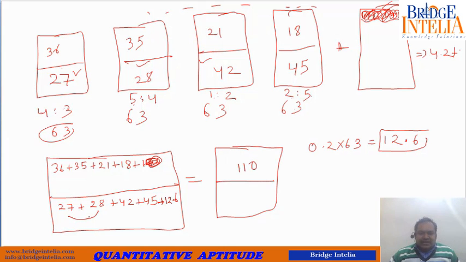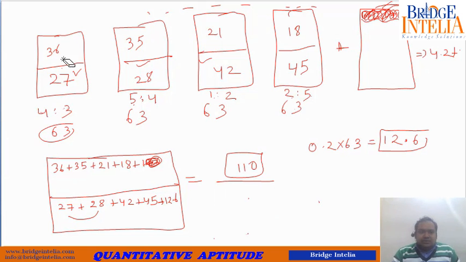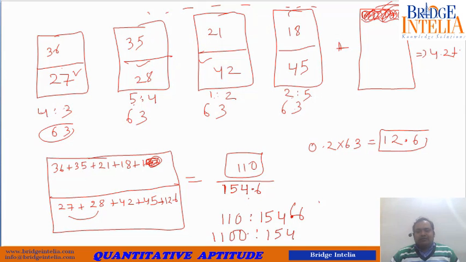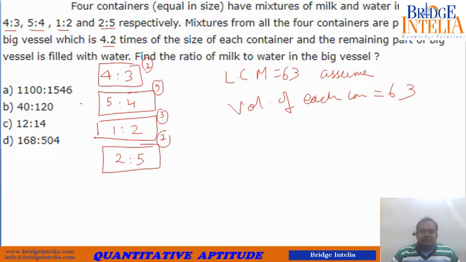Now let's add the other. 27 plus 28, 55. 55 plus 42, 97. 97 plus 45 plus 12.6 comes out to be 154.6. So the final ratio is 110 is to 154.6. To remove the decimal, multiply both terms by 10. So the final ratio is 1100 is to 1546. So yes, this is the final answer.